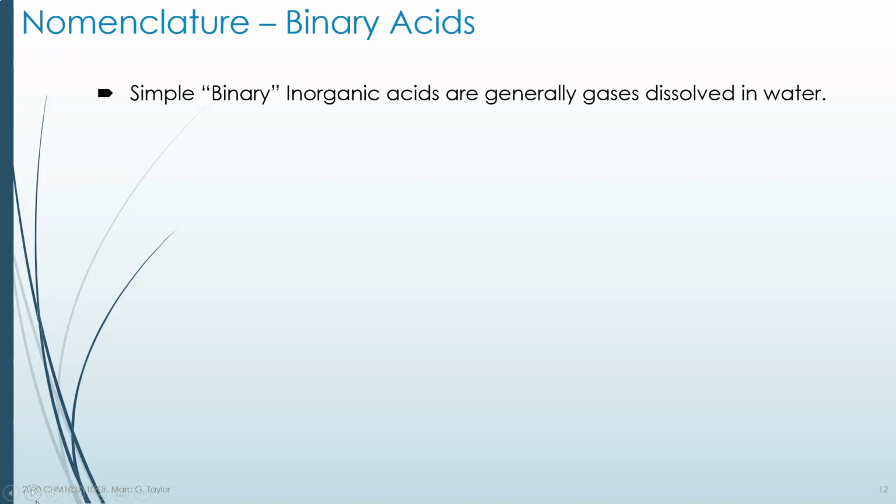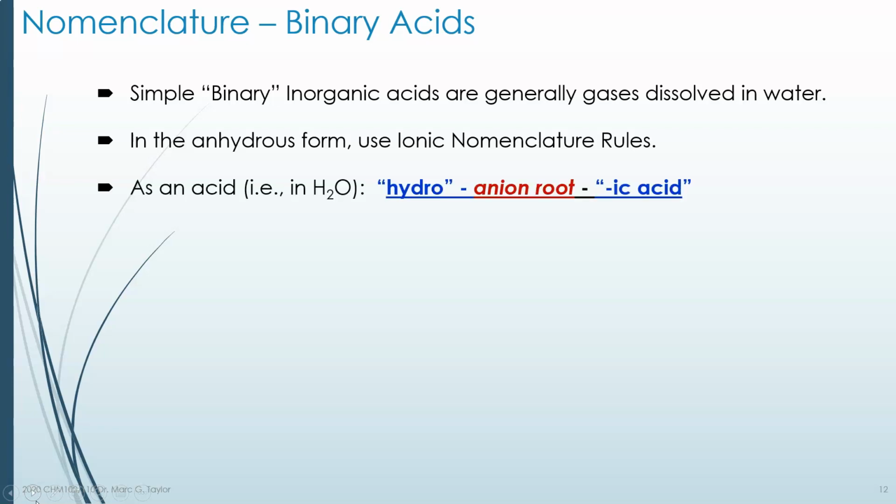The first category that's just made with two kinds of atoms, hydrogen and something else, are called the binary acids. And these are inorganic acids that are quite soluble in water. They're frequently gases when they're not in water. And so in an anhydrous form, we would just use the ionic nomenclature rules, hydrogen chloride or hydrogen sulfide, etc. But as an acid, that is, once you dissolve it in water, we have a way of naming binary acids, acids with just two kinds of elements in them.